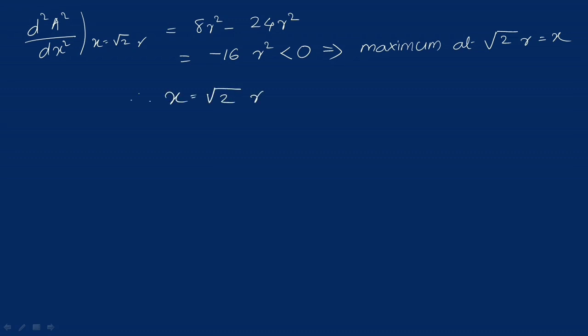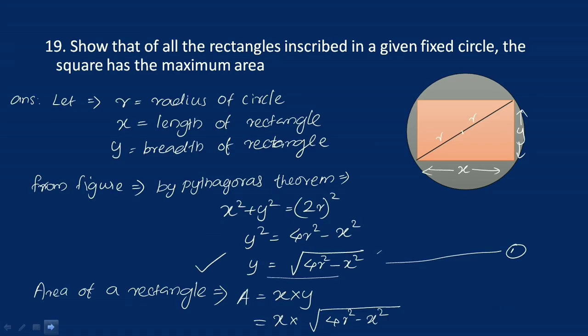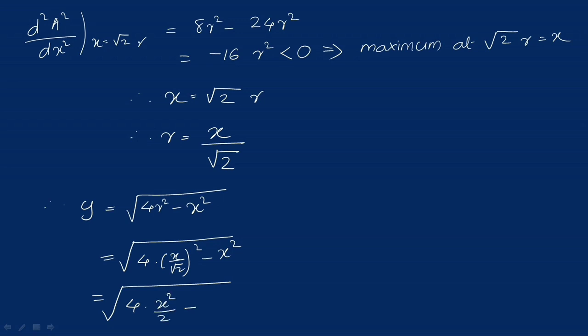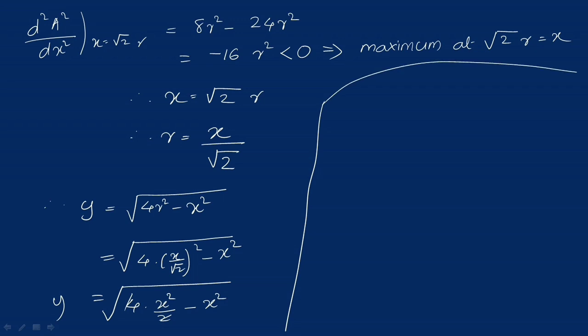At x equal to root 2 r, from this r is equal to x by root 2. So we have the equation for y. So y is equal to root of 4r square minus x square. So instead of r, we are substituting x by root 2. So we have root of 4 into (x by root 2) whole square minus x square, or root of 4 into x square by 2 minus x square, or we can write y is equal to, 4 and 2 cancel, so we have 2x square minus x square, that is x square itself. So y is equal to root x square, that is y is equal to x.